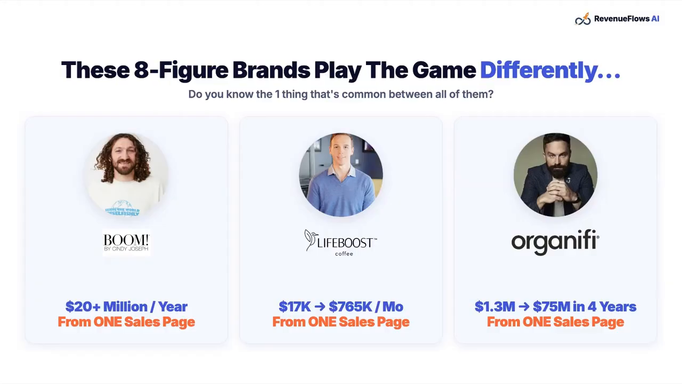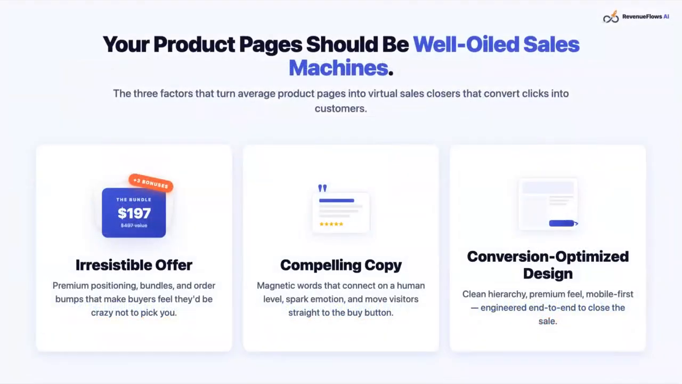Organifi, Drew Cano, he was able to take his brand from $1.3 million a year to $75 million a year in 4 years. And guess what's the one thing that's common between all of them? And there's many more brands that I can name as well, like AG1 and Purple and things like that. There's only one thing that's common. They are generating a majority of their revenue from just a few sales pages. And in this case, one sales page is bringing like 95% of their revenue. Your product pages should be well-oiled sales machines.